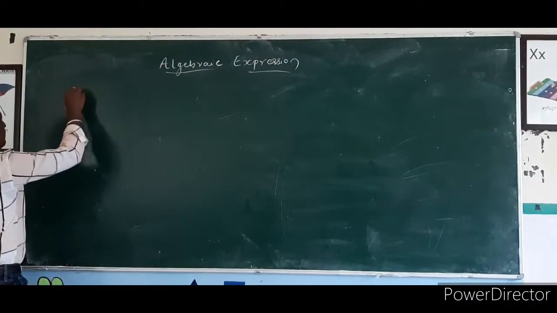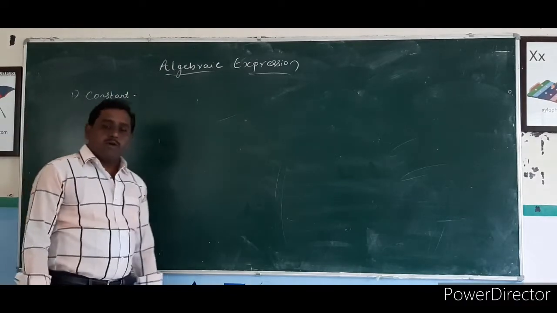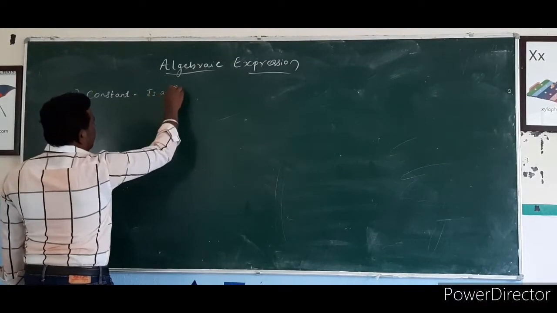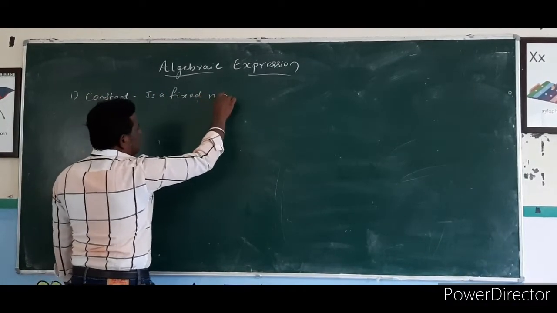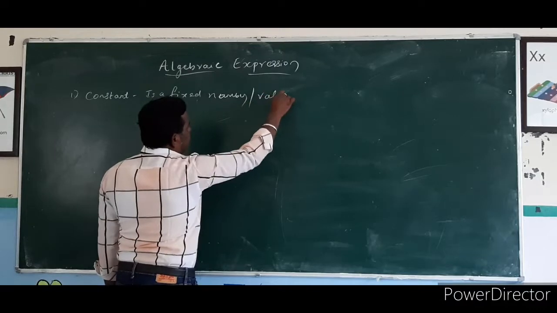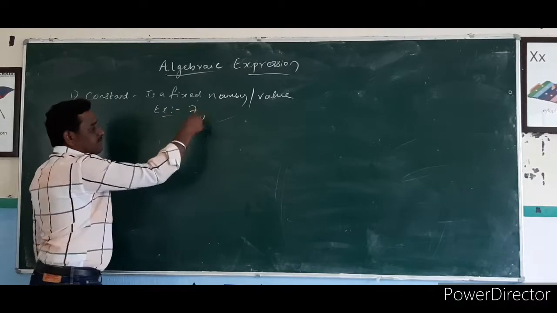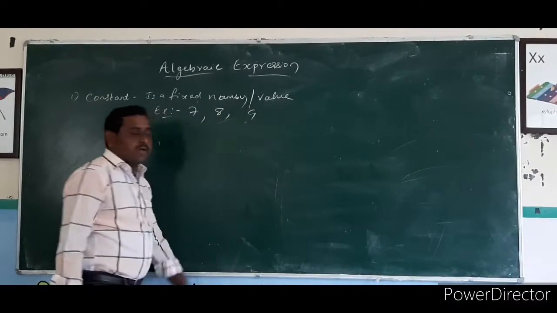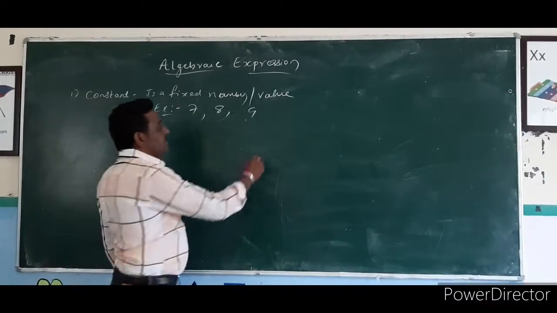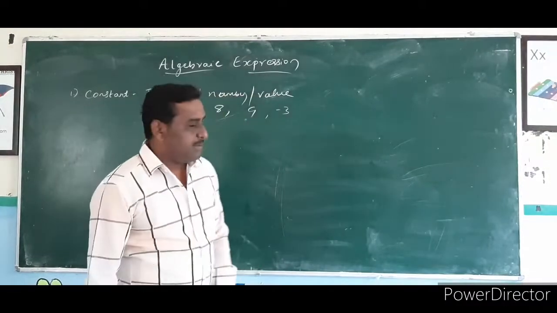So, what is the first term? Constant. Constant means a fixed number or value. If you take, for example, 7, 8, 9, look at it. 7 has a fixed value. There is no change in the value. 8 is fixed, 9 is fixed. If you want to take minus 3, it is fixed. So each term has a fixed value.